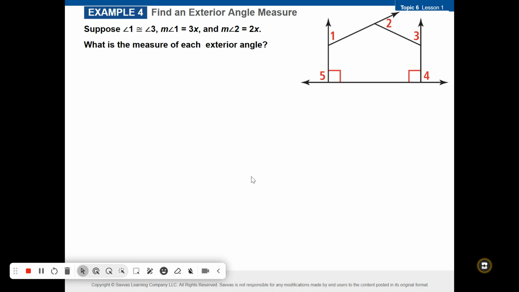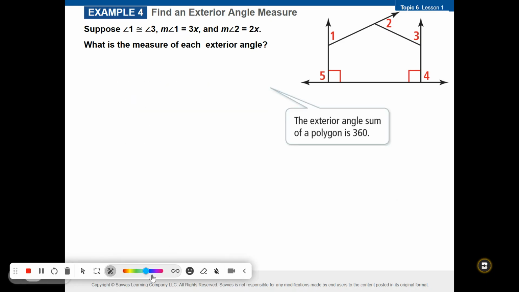Okay, I'm going to go through this one with you guys first. So we're going to suppose that 1 and 3 are congruent to each other. So I'm going to mark that. We're saying that the measure of angle 1 is 3x. So this means this is also 3x. The measure of angle 2 is going to be 2x.